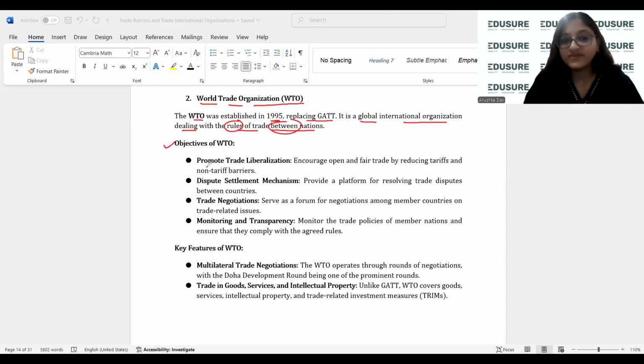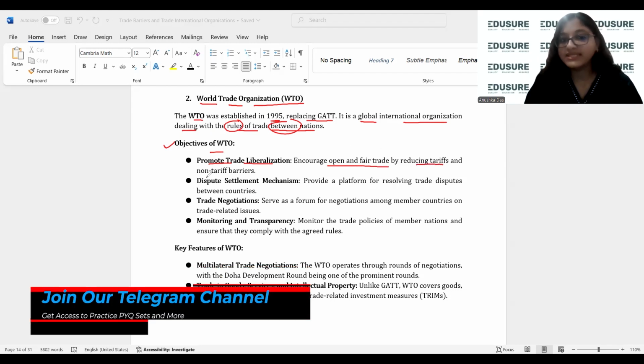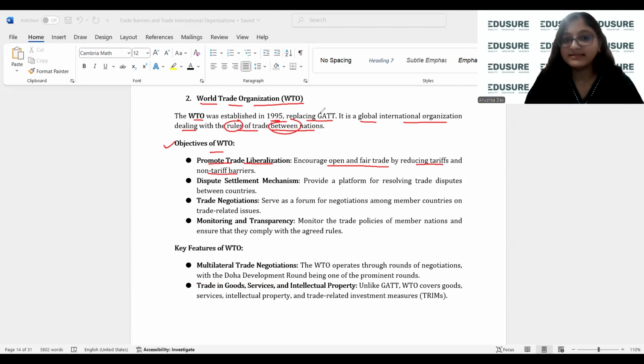Again, the objectives of WTO: promote trade liberalization and encourage open and fair trade. We know there are different benefits of free trade and fair trade, so they will encourage that. Reducing tariffs and non-tariff barriers. Since its origin is GATT, the first objective was kept from there. So it will also promote free trade.